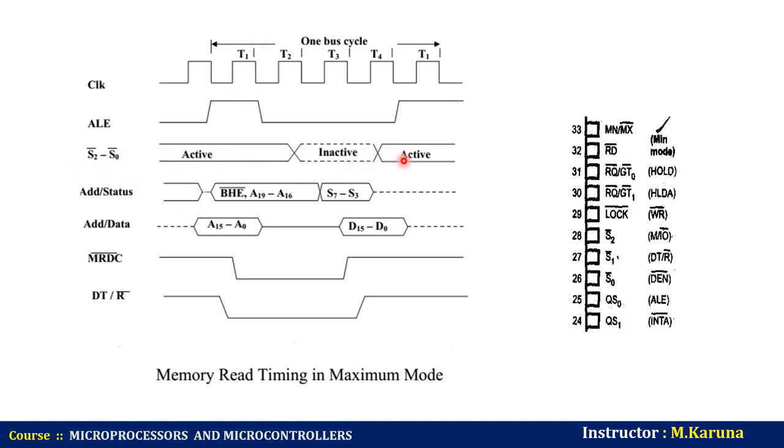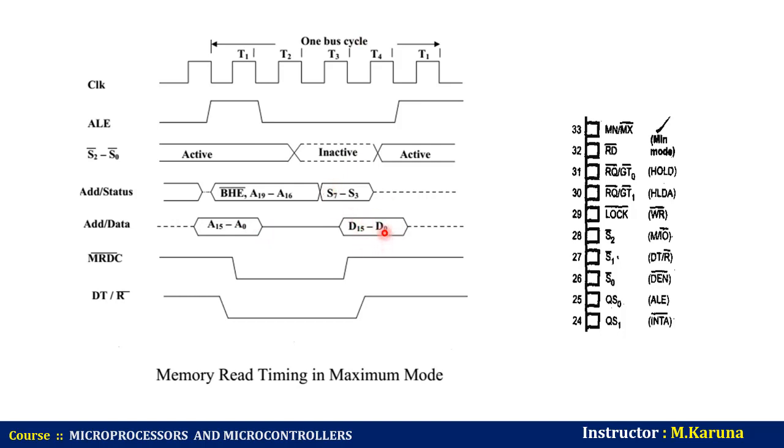So here the address status lines are demultiplexed during T1. The same bus carries address status A16 to A19 in T1 duration, and status signals will be carried out during T3 cycle. Likewise the address data bus, as in minimum mode, during T1 carries address bits. Next duration, that bus will carry the data bits D0 to D15. So this is memory read timing.